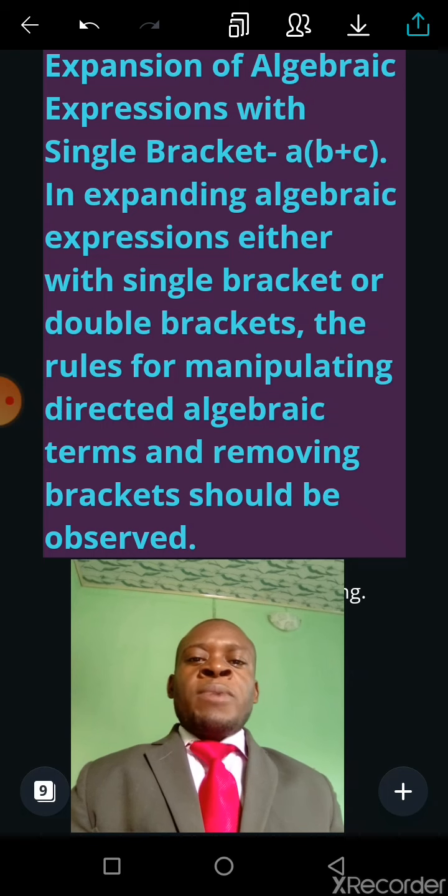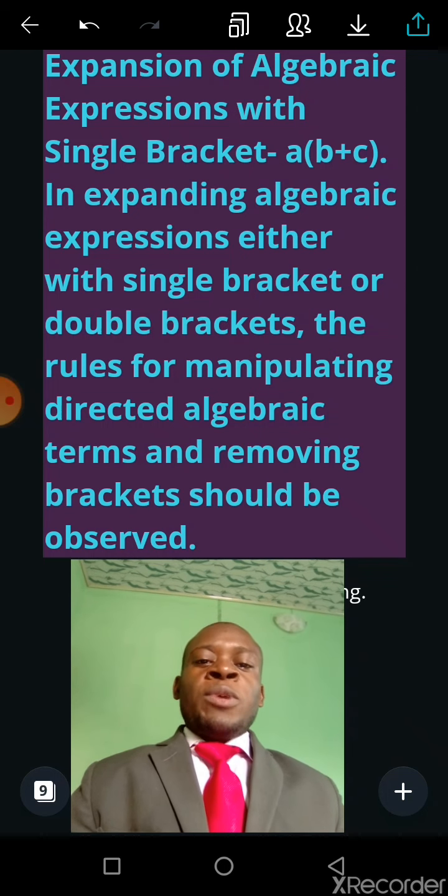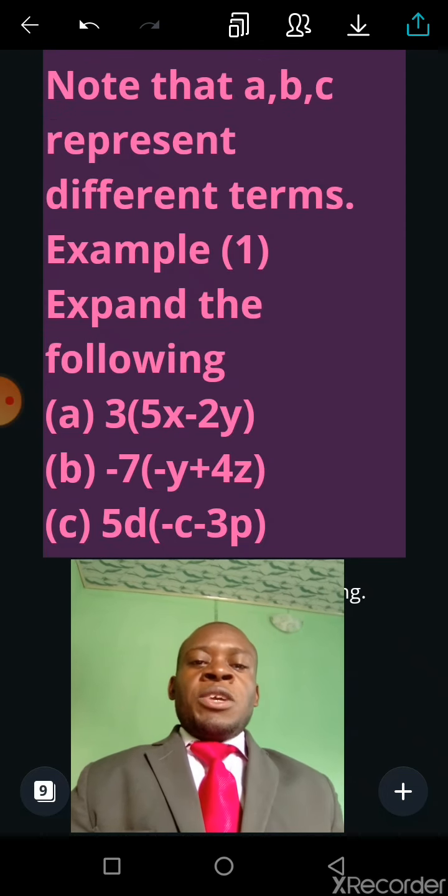In expanding algebraic expressions, either with single brackets or double brackets, the rules for manipulating directed algebraic terms and removing brackets should be observed. Directed algebraic terms are those with negative and positive signs. You have to observe those rules, which I believe you have learned when you studied directed numbers, and also observe the rule of removing brackets. Note that a, b, c represent different terms.